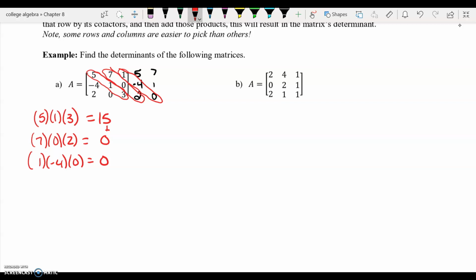And then I would add them. So that's going to be 15. And then you're going to subtract the other diagonals all added together.